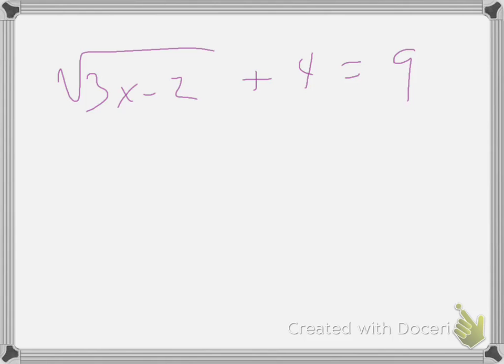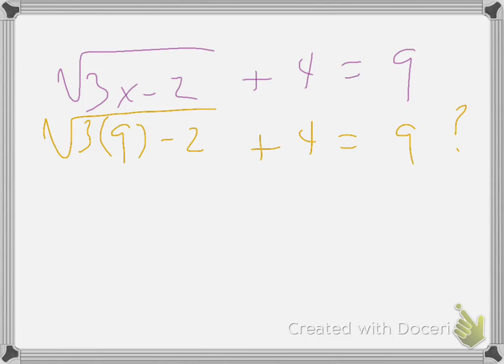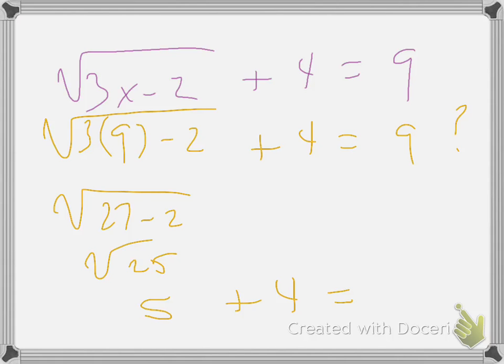So what was that answer? x equals 9. So stick the 9 in the x spot. Here, let's use another color. And let's just do all the work. Square root of 3 times 9 minus 2, plus 4 should give us 9 if it's good. Question mark, true? So you work it, 27 take away 2. Square root of 25 is 5. And then bring down the 5 plus 4. Does that equal 9? You betcha.